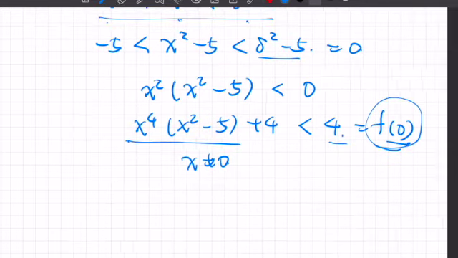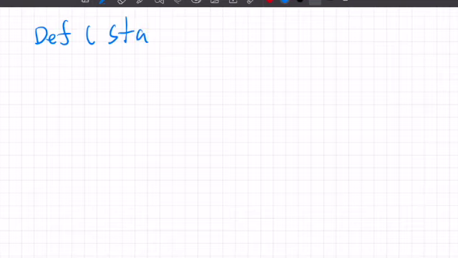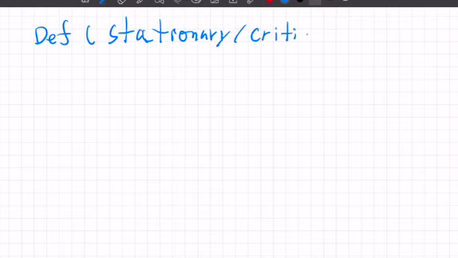Next, we want to relate extreme values, that is local maximum or minimum, with differentiability of a function. But before that, we need some extra notions, like stationary or critical points.